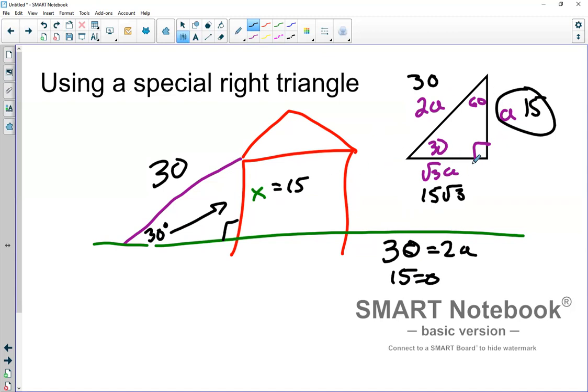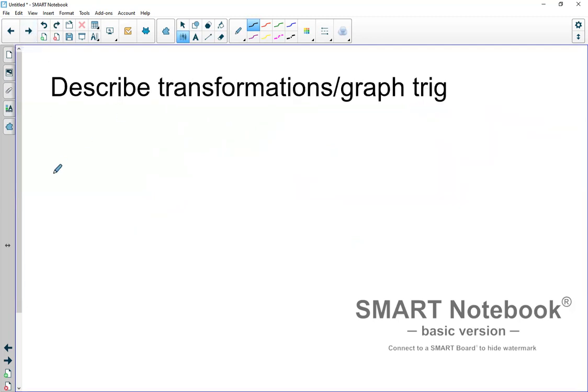If you need help with special right triangles, I recommend just using YouTube. There's an infinite number of videos on how to solve a special right triangle. The only trick here is going to be forming the word problem, something like a piece of wood on a house.